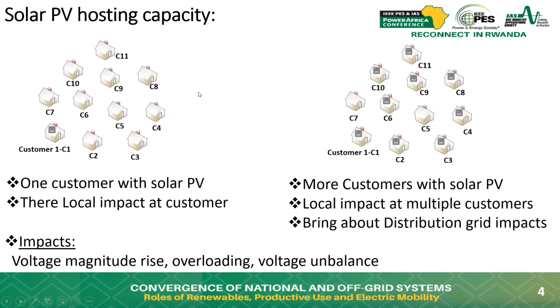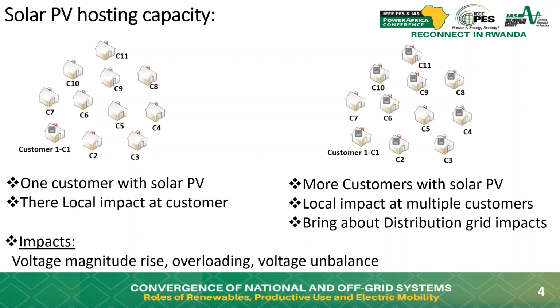To begin with, I start to explain the principle of solar PV hosting capacity. In a distribution network, we see customers as shown in this diagram. If you have one customer with solar PV, which is shown there, then the other customers don't have PV. There is basically a local impact at the customer.